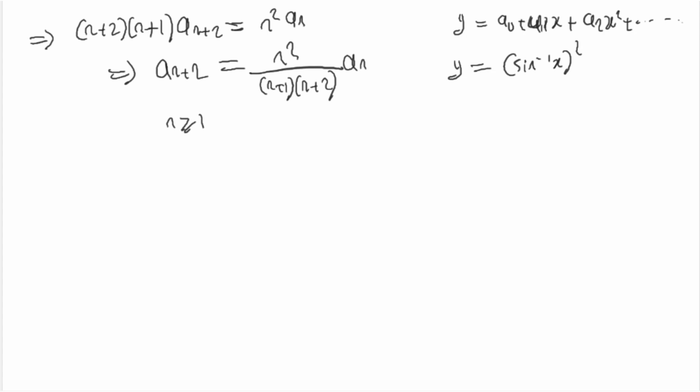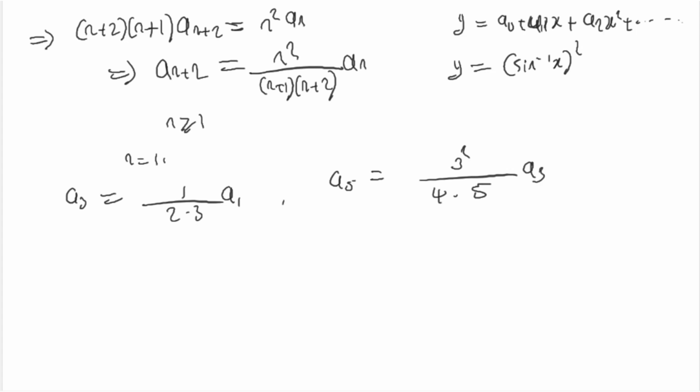So we can't even plug n equals 0 in this formula, but we can plug in n equals 1. For n equals 1, a sub 3 is equal to 1 over (1 plus 1)(2 times 3)... that is, 1 over 2 times 3, times a sub 1. So a sub 3 depends on a sub 1, and if you plug in n equals 3 as well, a sub 5 will depend on a sub 3. That will be 3 squared over (3 plus 1)(3 plus 2), that is 4 times 5, times a sub 3. Now we need to only know a sub 1 to find the rest of the odd coefficients.